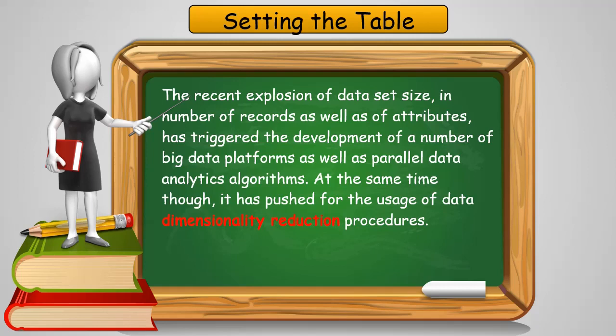Now, recently we've seen very large increases in the size of the data sets that we're being asked to do data analysis on, and more particularly the number of attributes in that data set, which we call features. And it's triggered the development of both big data platforms and parallel data analytic algorithms. But at the same time, it has had to push people like ourselves to use dimensional reduction procedures. And dimensional reduction is dealing with the idea of removing columns from our data set, features from our data set that don't serve value. They don't provide meaningful information that improves the quality of the model.